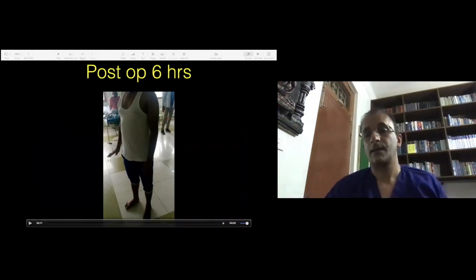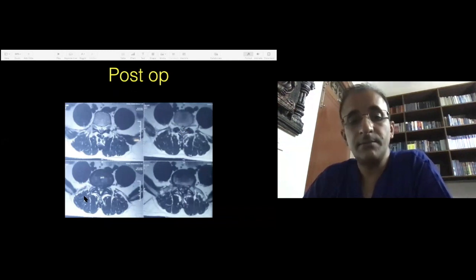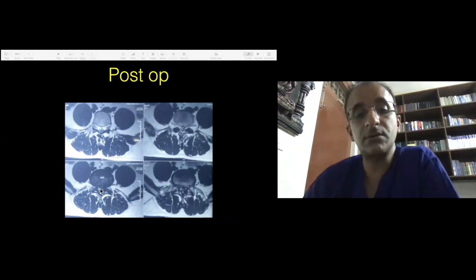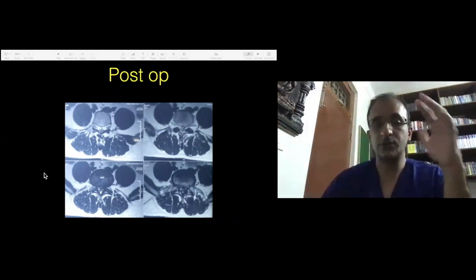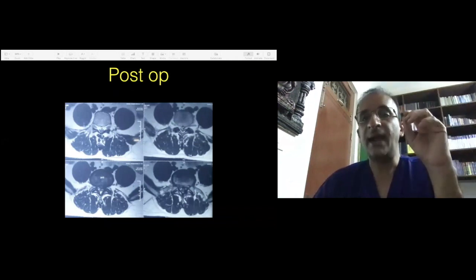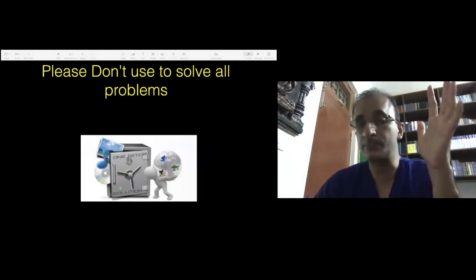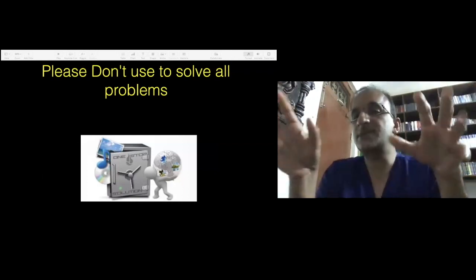But look here. This thing is all gone, but there's still a fragment here. I've counseled the patient that, look, if you have recurrence or if you are not very comfortable, then I may require to remove this. But this is an incomplete job. So you must all be aware that this can happen. You should be very clear with your patient and be ready to go in again through whichever procedure you want to. Finally, please don't use this to solve all your problems as far as disc is concerned.